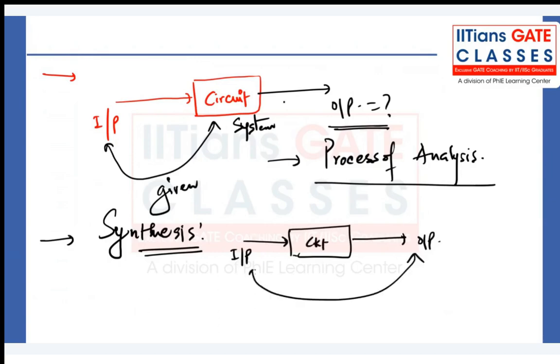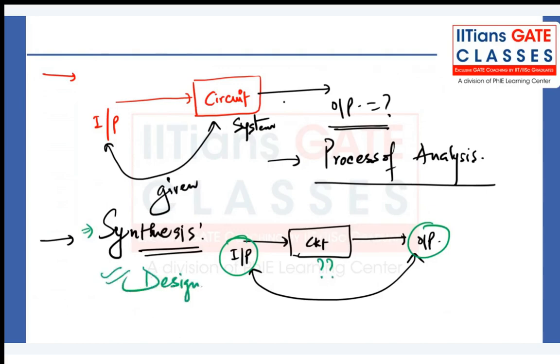In the GATE examination, they don't ask this kind of question, where input is given, output is given, and you have to build the circuit. But when you go to industries, they will give input and they will give output, so you have to achieve this desired result, so please build the circuit. This is done in the companies which you join after pursuing MTech. So this is what you have to build. This is the process of synthesis, or you can say design.